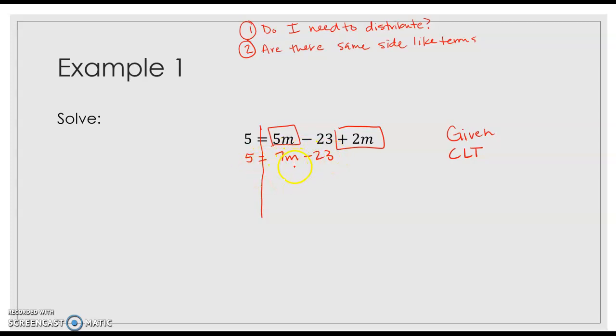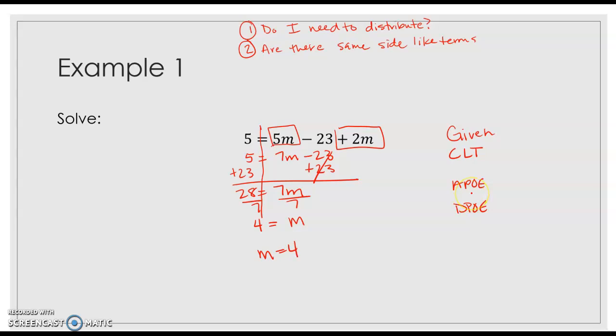From here, now I have a two-step equation, so I'm going to treat it as such. So since this is a negative 23 and I want to zero it out, I'm going to use APOE, right, addition property of equality, and I'm going to add 23 to both sides. And so that's going to give me 28 equals 7m. And then from there, I'm going to use my division property of equality to divide both sides by 7 to get m by itself. And I get 28 divided by 7 is 4. You use the symmetric property, and now we can say that m equals 4.